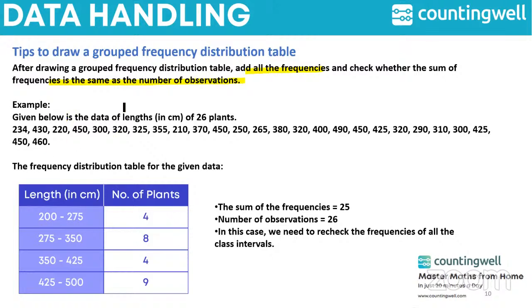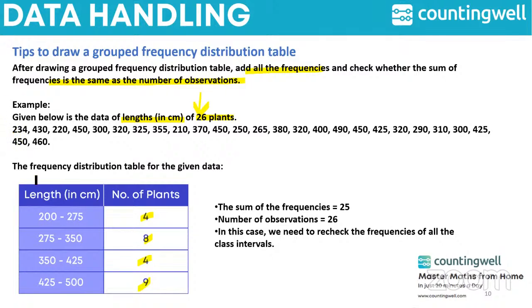So as you know, the frequency of any observation is the number of times that observation occurs in the data set. So here we have a data set of how many plants? 26 plants. And the data is of the length in centimeter. So the data is about the length of plants in centimeter. So the number of observations will be 26, because it is data for 26 plants. And what are the frequencies we have? 4, 8, 4, 9. Okay.